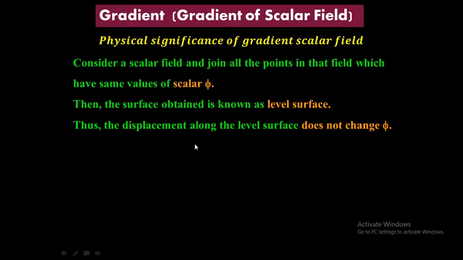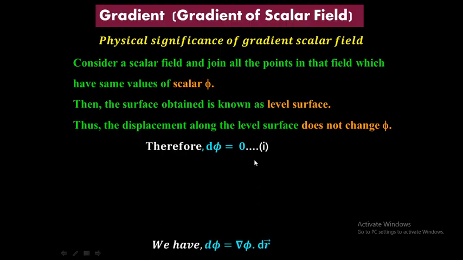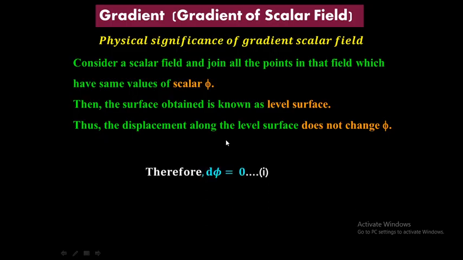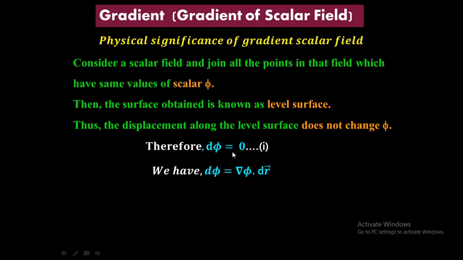So going from one point to another, the displacement along the level surface does not change phi. It means the change in phi is 0, that is, d phi equals 0. Suppose this is equation number 1. From equation number 6 we have d phi is equal to del phi dot dr. Now put d phi equal to 0 from equation number 1.